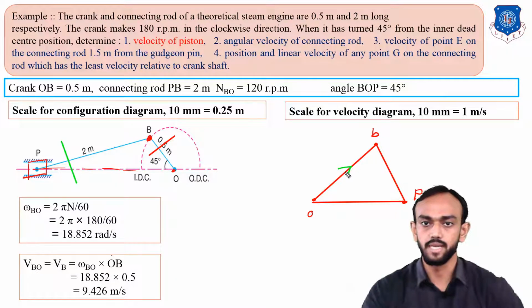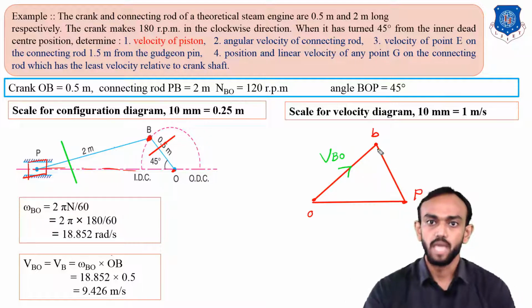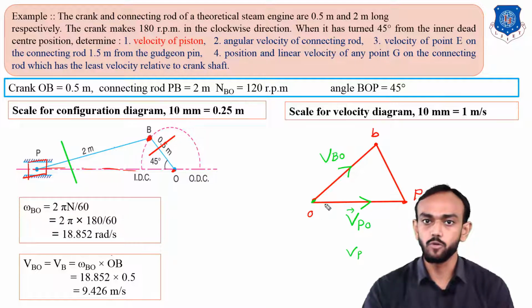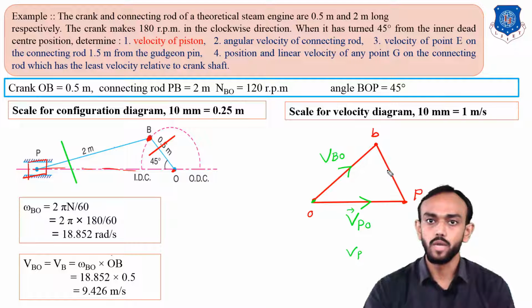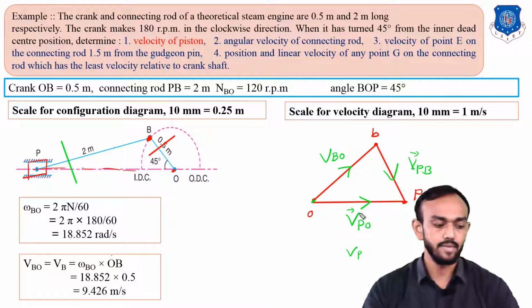If I put an arrow in this direction, this is the velocity of B with respect to O. If I put the arrow like this direction, this is the velocity of P with respect to O. Or I can write only velocity of P because we are considering with respect to a fixed point. So if I write velocity of P with respect to B, this is the velocity vector. So this is the velocity diagram we get here.